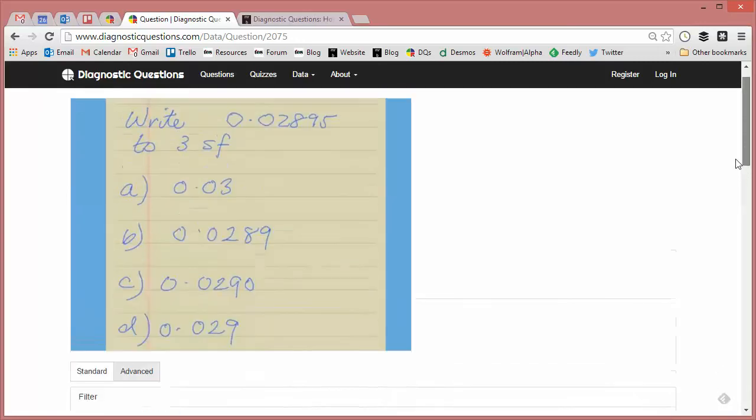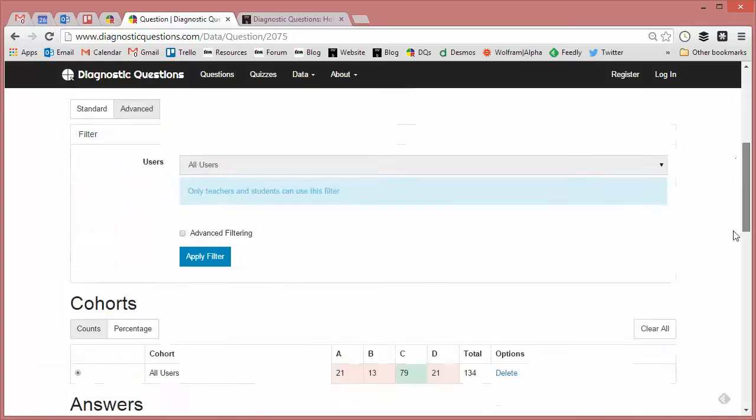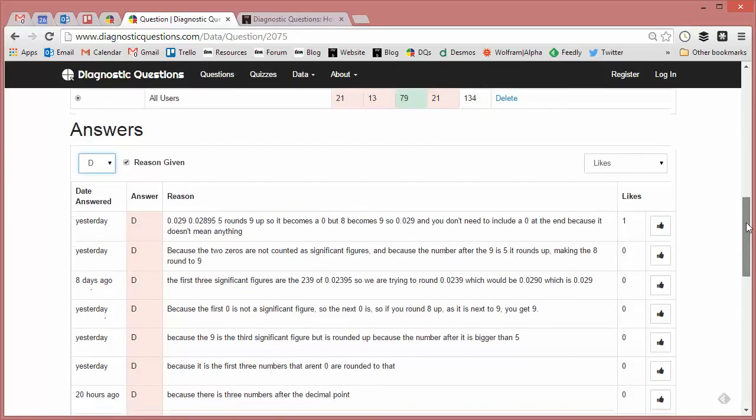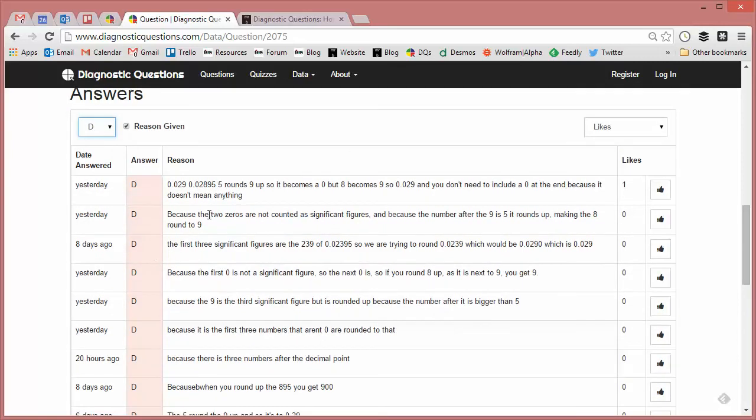And what about option D? What's D revealing? 0.029. Let's have a look at that. So let's filter out and get the answers for D. And I love some of these answers. Absolutely fascinating stuff. Again, really crystal clear explanations as to how they think. Because the zeros are not counted and because the number after the 9 is 5, it rounds up.